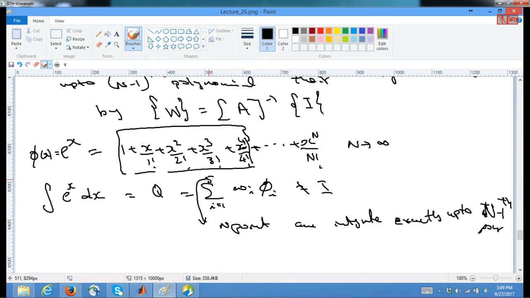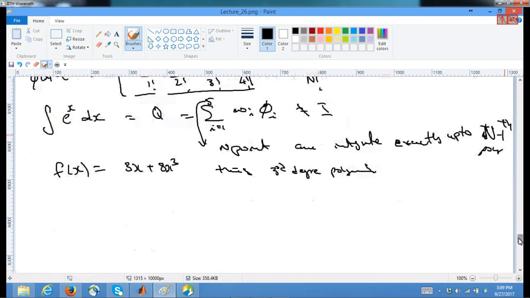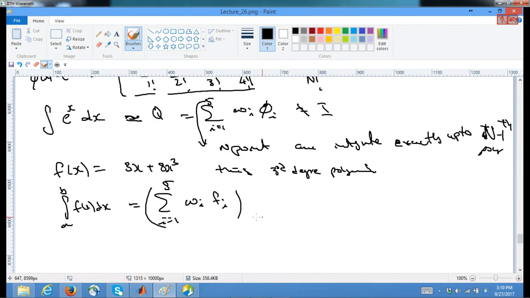So let's say, for example, I take f of x equals 3x plus 8x cube, which is a third degree polynomial. If I use a 5-point integration scheme for the integral of f of x dx from a to b, with i equals 1 to 5, then this is exact, because I know this is only a third degree polynomial. If n is equal to 5, up to fourth degree it will integrate exactly.